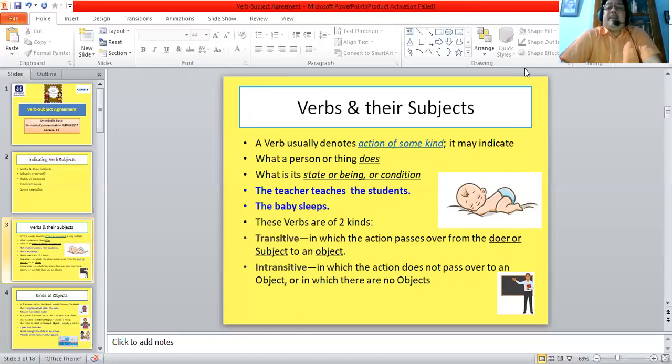Whereas intransitive verbs are those in which the action does not pass over to an object, or in fact one in which there are no objects. So please remember that intransitive verbs do not have any objects, and only if the action is indicated as passing over from the doer to the object, then only the verb will be regarded as a transitive one.